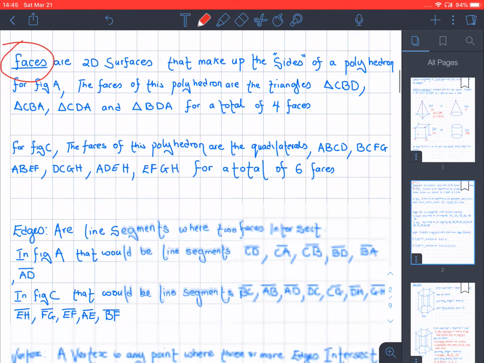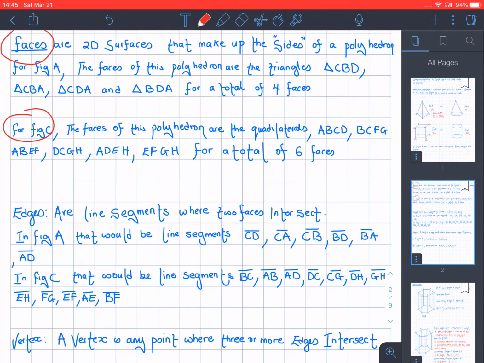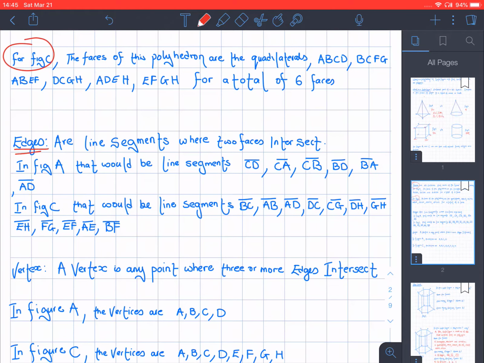So in figure C, we can write right here that the faces of this polyhedron are quadrilaterals and there's a total of 6 faces. And the last thing we have to learn are edges. And edges, I'll mark it, are line segments where two faces intersect.